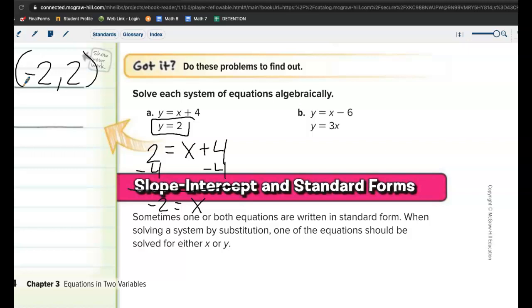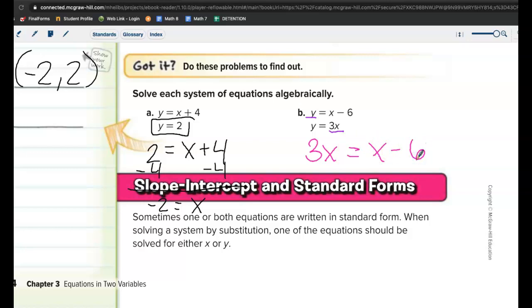Okay, the next one. Does one of the equations have y by itself? Yes. Okay, so I can go on to step 2. Substitute the value for y in the other equation. Since both of them have y by itself, which one do you want to substitute into? The top one. It doesn't really matter because either way you're going to get the same thing. So if I substitute this in for y up top, I have 3x equals x minus 6.